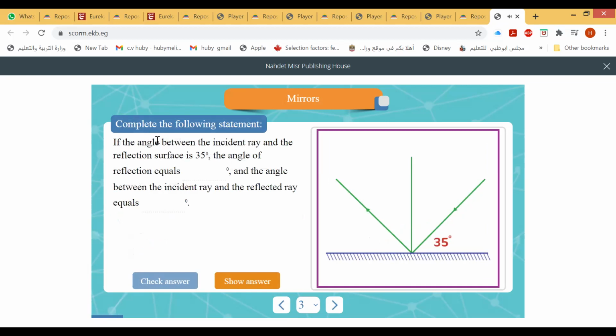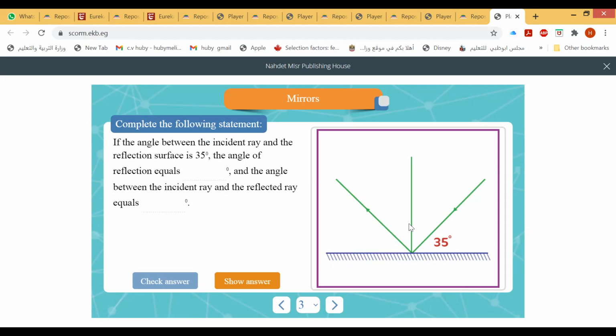When a light ray falls on a reflecting surface, the angle between the incident ray and the reflecting surface is 35 degrees. So calculate the angle of reflection and the angle between the incident ray and the reflected ray. Be accurate. All of these questions we can answer by understanding the direction of the arrow. The arrow shows the light falling on the reflecting surface. This is the incident ray. This is the reflected ray.